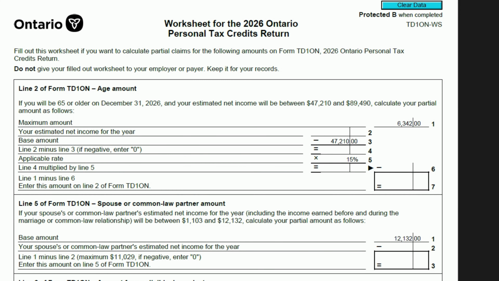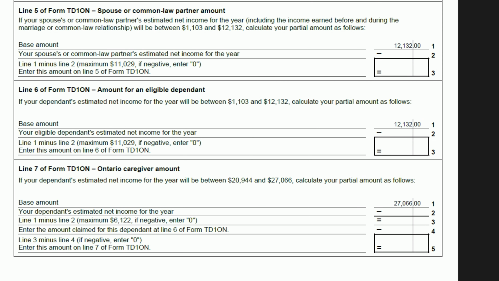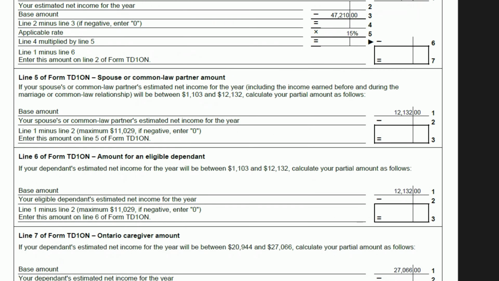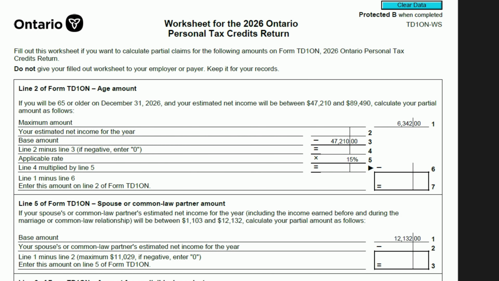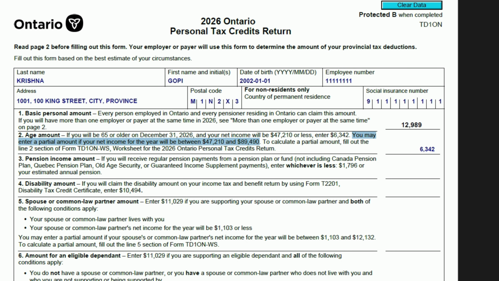So line 5, line 6, line 7, you see, these are the ones which you may have to fill if you have to do the worksheet. Anytime the form asks per worksheet, this is where you will come and do the computation, and whatever amount you get, that number will be added here on the personal tax credit return sheet. I am keeping this 0, and then comes line 3, pension income amount.